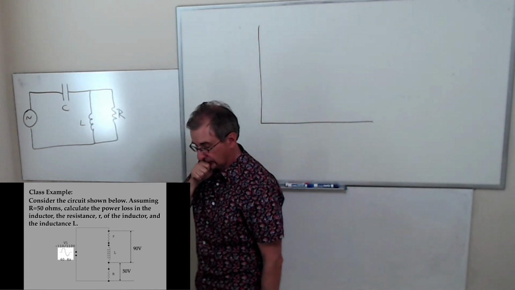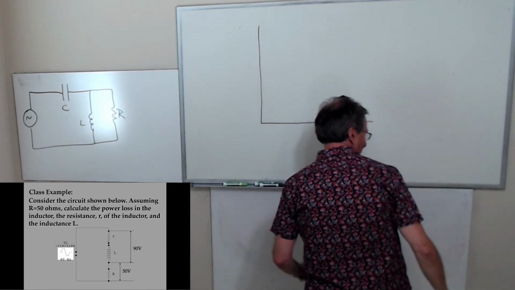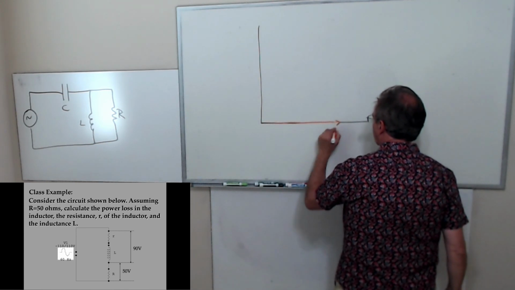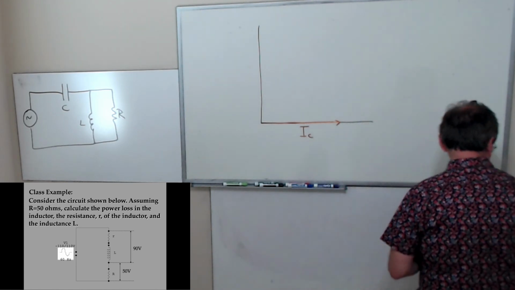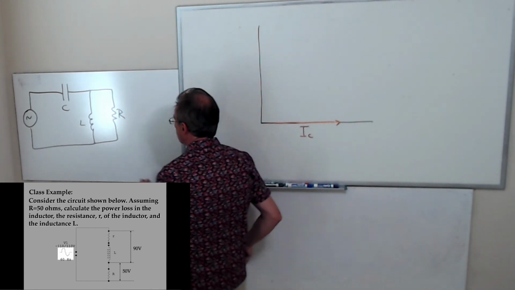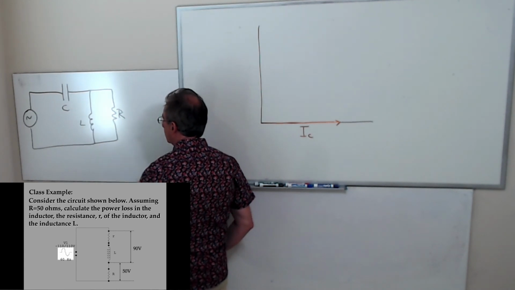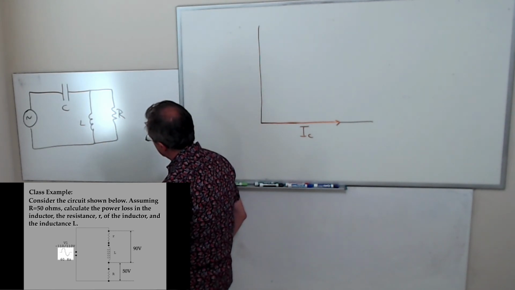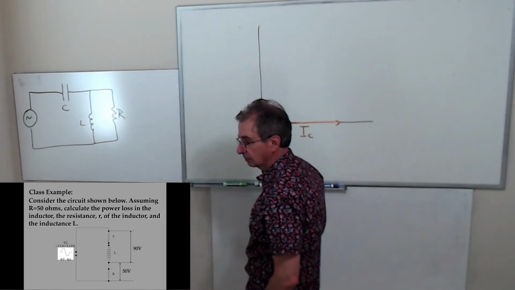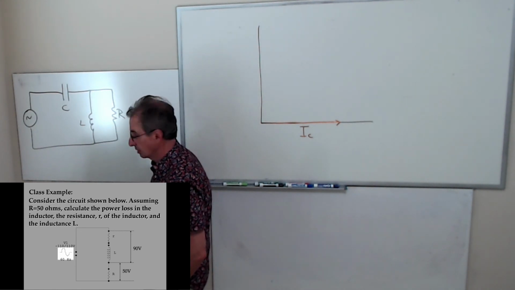And this one's the total current from the power supply. So I'm going to draw I sub C along the x-axis. That color you can see, right? Okay. Now, these two have to add up to this, but these two currents, how are they related to each other? They have the same voltage. These two devices have the same voltage.